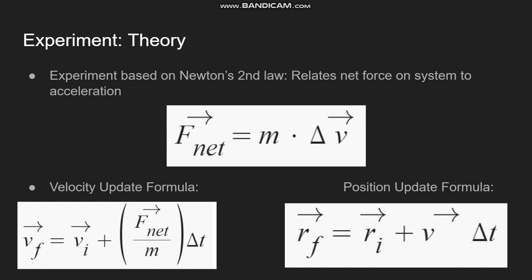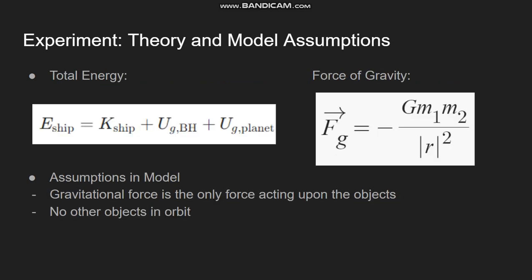This equation can be rearranged to give the velocity update formula. This new velocity then can be put into the position update formula to find a new position. Gravitational force is given in the second equation. This gravitational force accounts for all of F net.